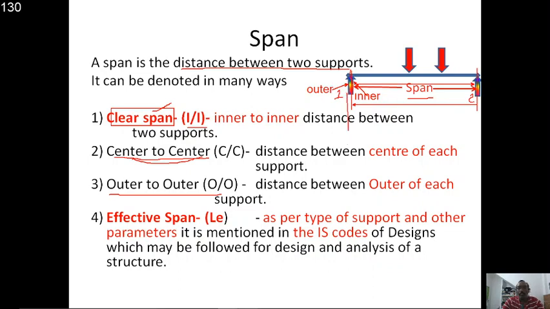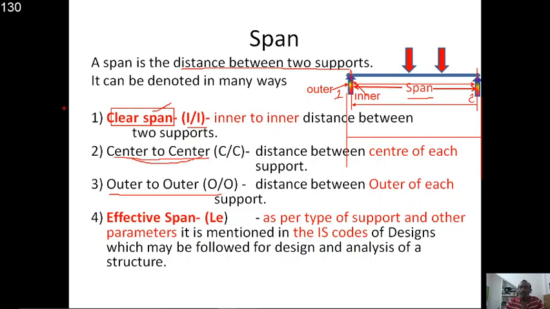This is the point of outer, and for this support also, this is the point of outer where you have to draw the outside point. This is the point of outer, and from this distance, this is known as outer to outer span.